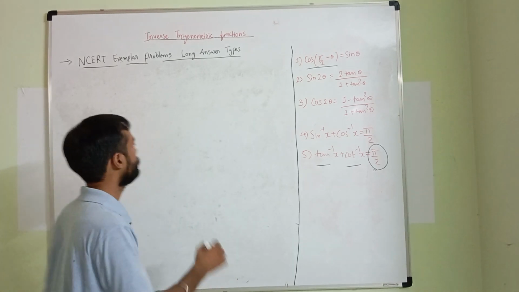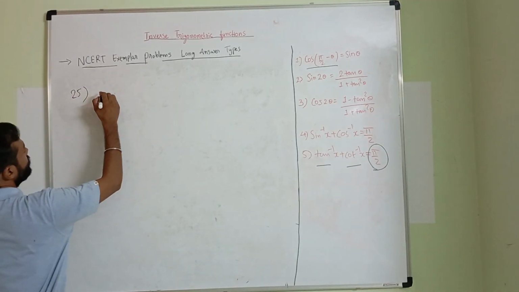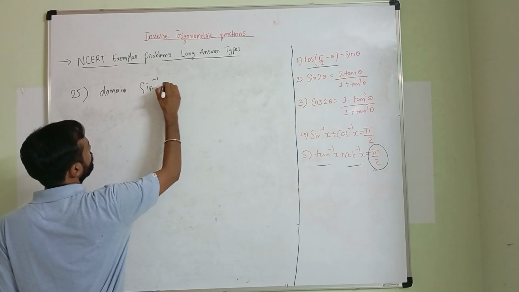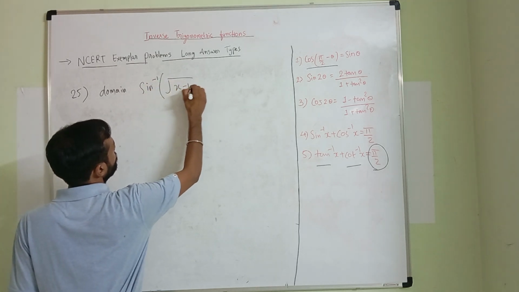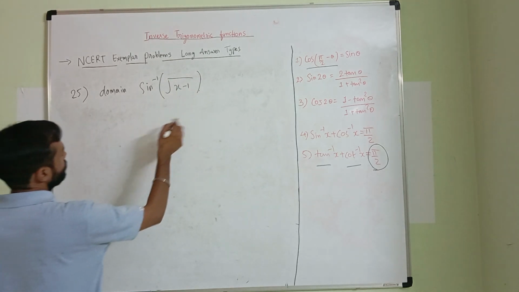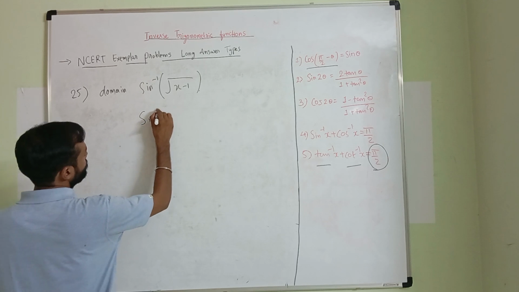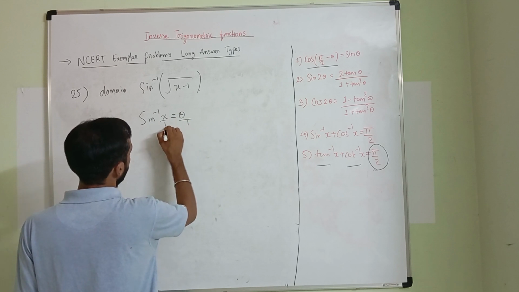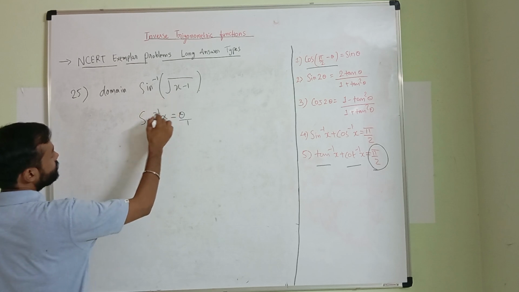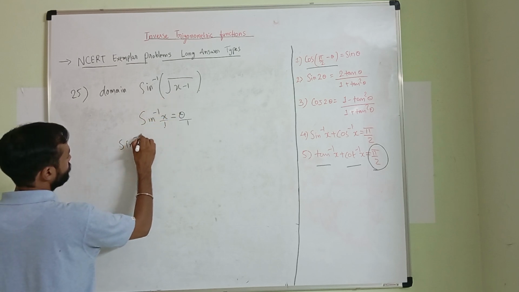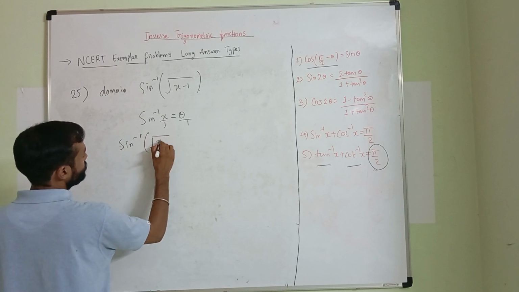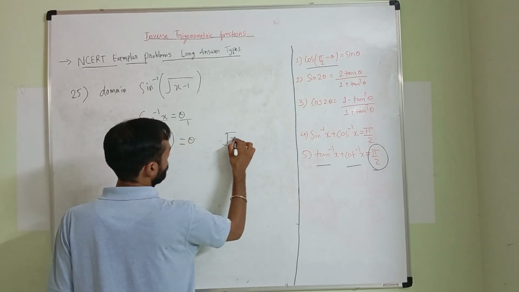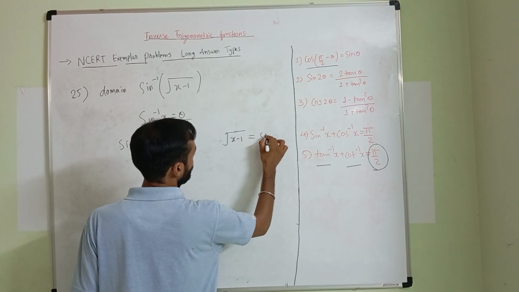Example number 25. It is asked to find the domain of sine inverse of under root x minus 1. Here we will assume that if sine inverse x is equal to theta, then this is our range and this is our domain. So in place of sine inverse x, let us assume sine inverse of under root x minus 1 is equal to theta. So under root x minus 1 will be equal to sine theta.